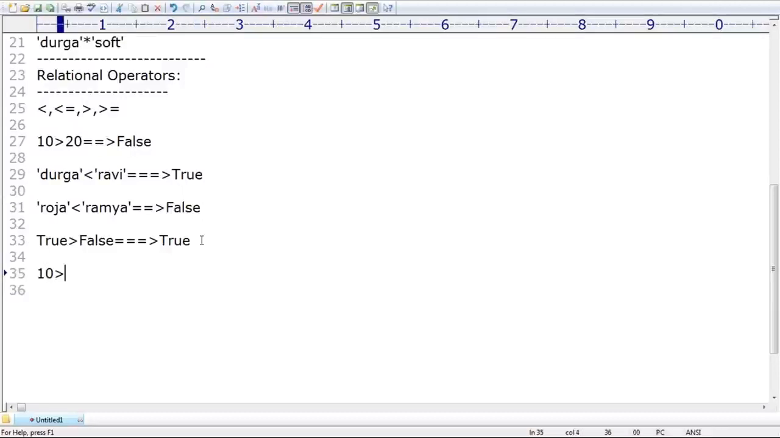Next, even for Boolean you can happily apply these. I'm taking 10 greater than True. Can anyone tell the answer? 10 greater than True. What is the answer?